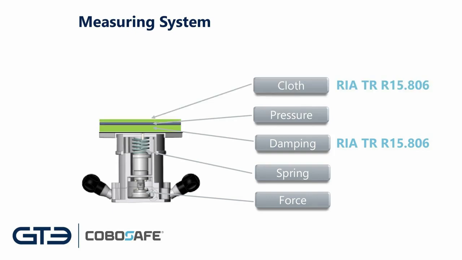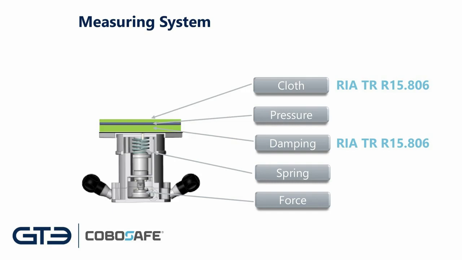R15806 mentions an additional layer of a Teflon film to minimize friction between the moving plate and the force gauge and damping element. That could be a problem when the force gauge is not exactly perpendicular to the path of the robot system, but from my practical experience, it's not really needed.